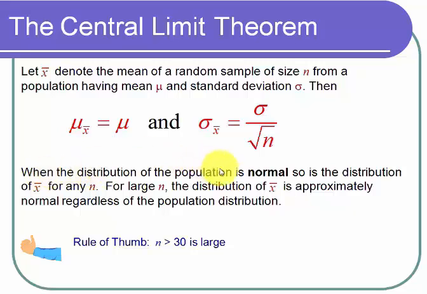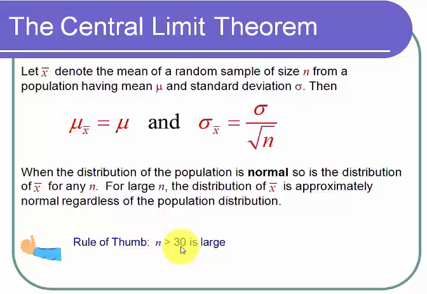But if the distribution that we started with is normal, then the distribution of x bar, the sampling distribution, is also normal for any sample size n. And if the distribution may not be normal, no matter what the distribution is, as long as we have a large sample size, then the distribution of x bar, the sampling distribution, is approximately normal, regardless of what the original distribution was. And a rule of thumb for our class is that n greater than 30 is going to be considered large.